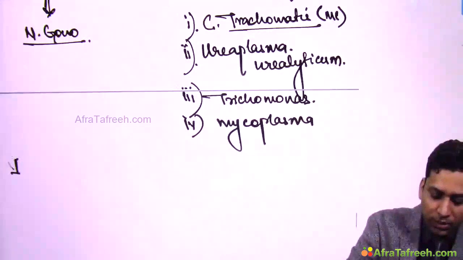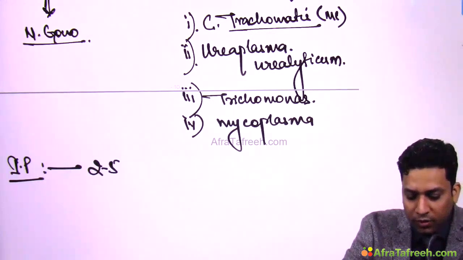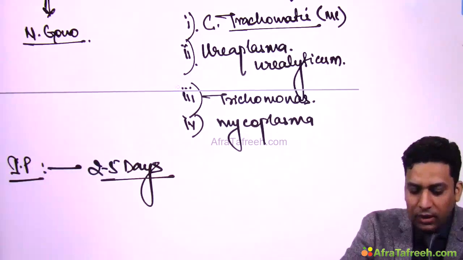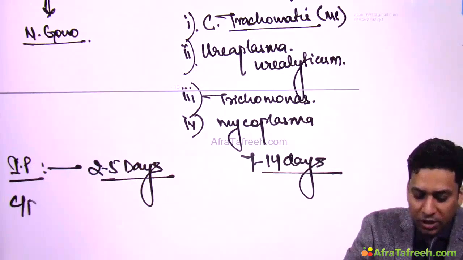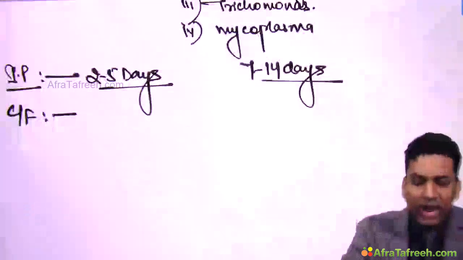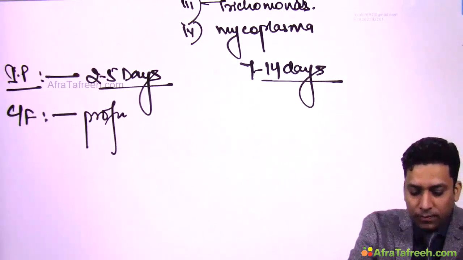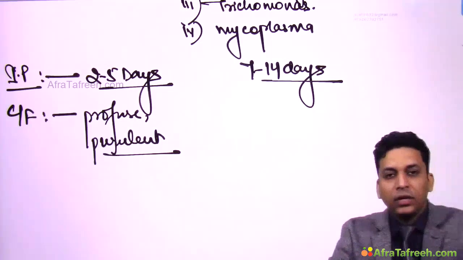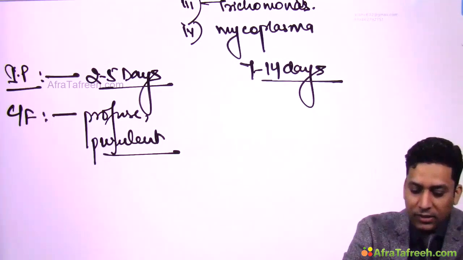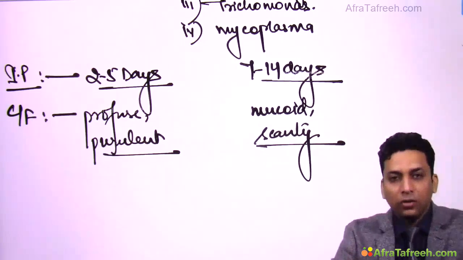Now, how these patients present: the incubation period here is short, 2 to 5 days, while here it is prolonged, 7 to 14 days. The presentation, as you all know, is urethral discharge, and you need to examine this discharge. You will find it is profuse and purulent in cases of gonococcal urethritis, while it is mucoid and scanty in cases of non-gonococcal urethritis.